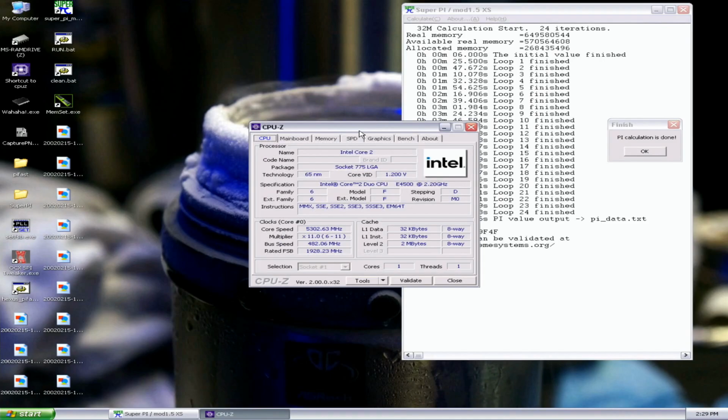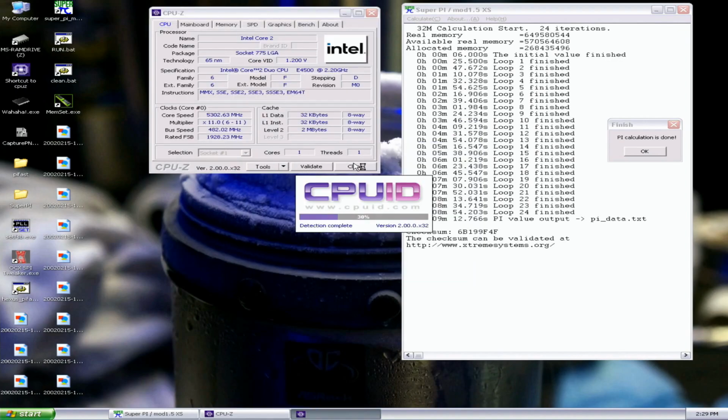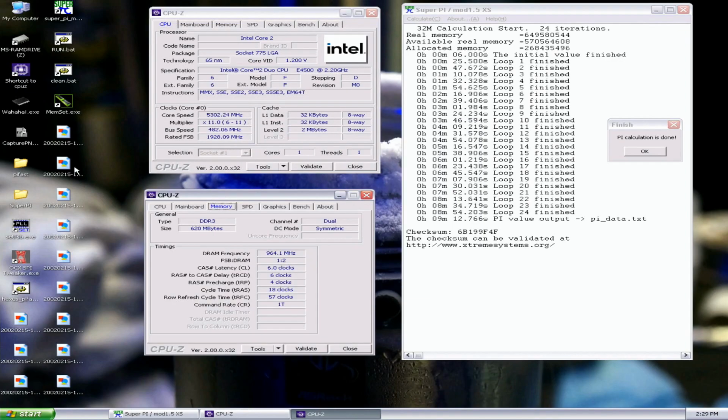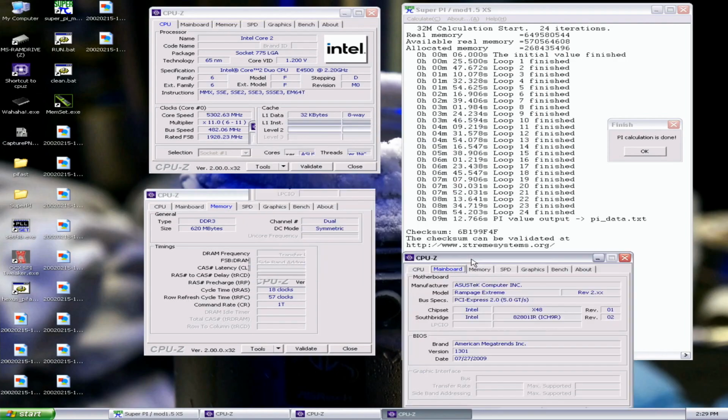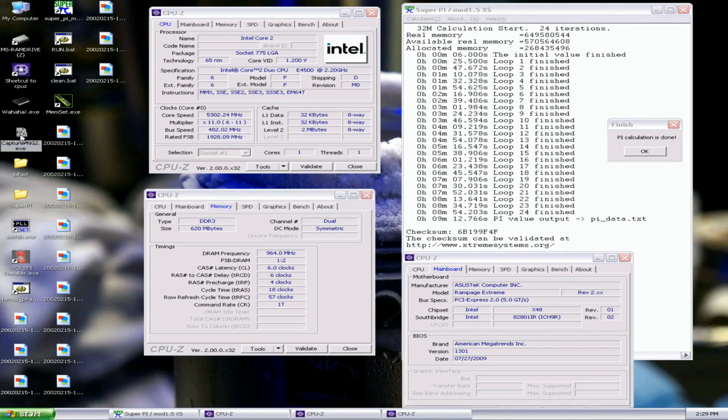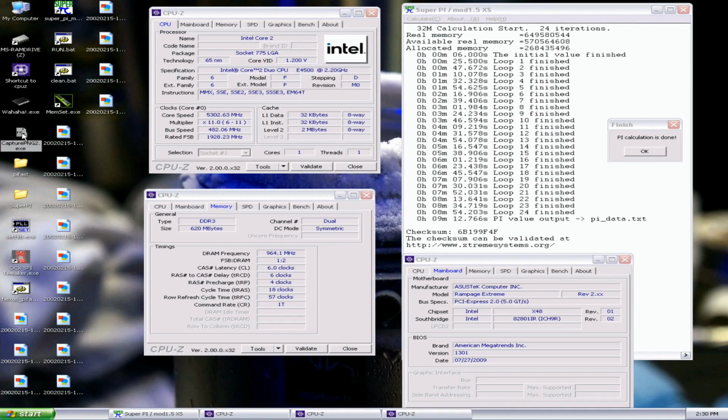Okay, guys, this is huge. Now, I don't know if this CPU is really an Allendale, but I think the 4000 series CPU should be Allendale, even though they are labeled Conroe by CPU-Z. Look at the result: SuperPi 32M.